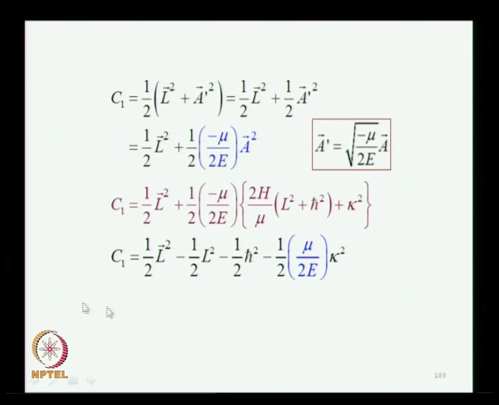and you have a very simple result. You have got half L square, then you have got minus half L square. There is this half over here, this minus mu over 2E cancels 2h over mu, and then you have this L square sticking in. So, you have half L square minus half L square, and from the remaining two terms you have minus half h cross square and minus half mu over 2E kappa square, right. It is very simple, and this is really amazing because now the half L squares cancel.